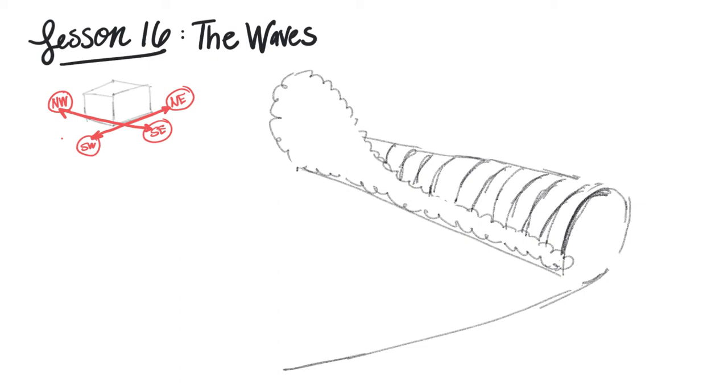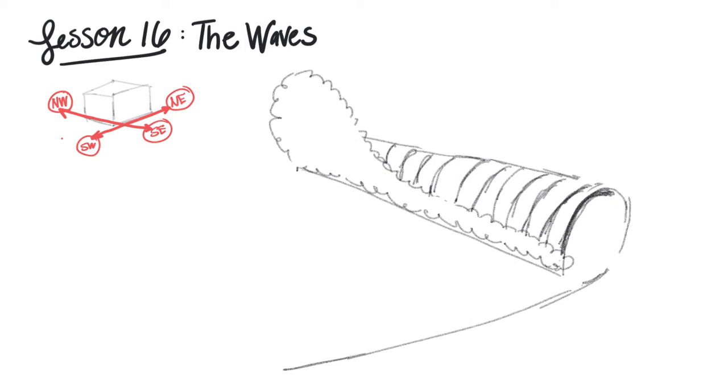And these lines are giving it movement. They're showing the direction that it's going. Okay, so you're going to complete all the curving contour lines for the top lip of the wave. So this right here is the top lip of the wave.